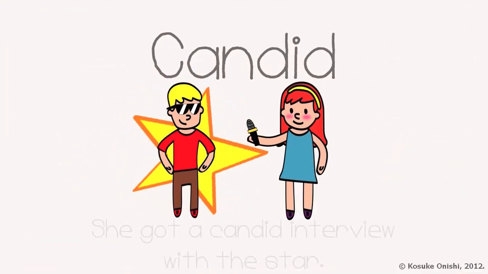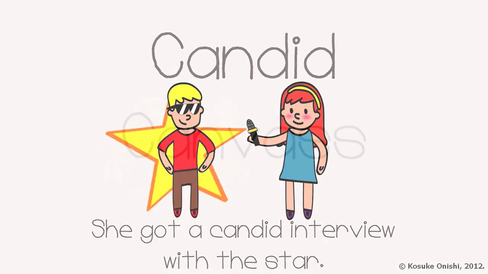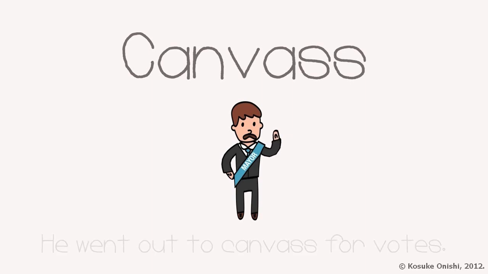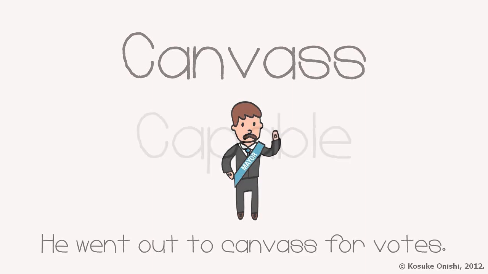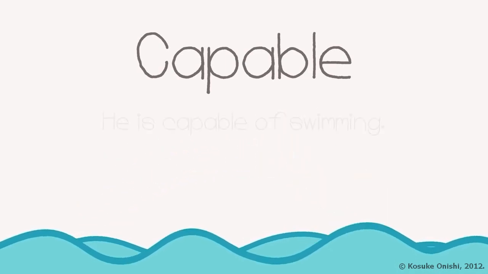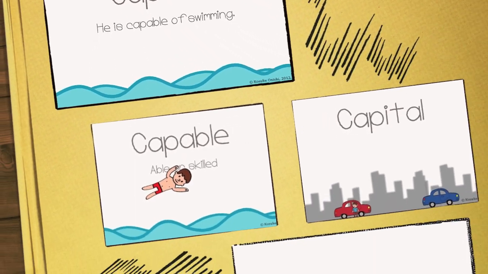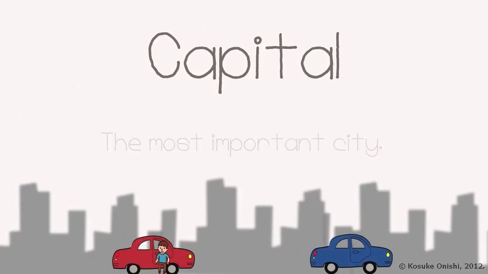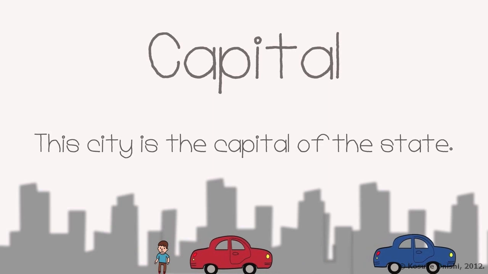She got a candid interview with the Star. Canvass. To gain votes. He went out to canvass for votes. Capable. Able or skilled. He is capable of swimming. Capital. The most important city. This city is the capital of the state.